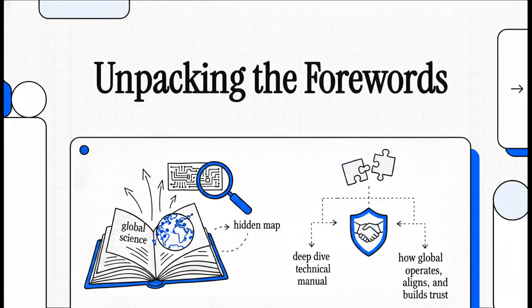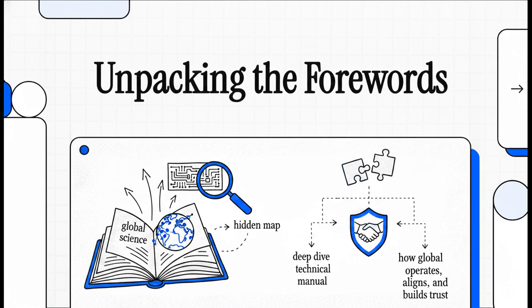Welcome to this explainer. Today we are diving headfirst into a place where, honestly, most people just don't look. We're talking about the very front pages of an international standard. Specifically, we're going to unpack the often skipped foreword sections of the ISO/IEC 17025:2017 document.